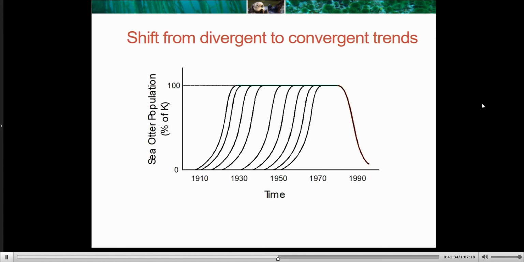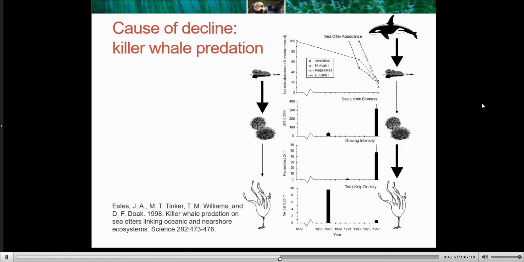So really what this represents, again, in a simplistic way, was a shift from very divergent patterns of recovery to a completely convergent and synchronous pattern of decline across this huge geographic region, which is very different from the patterns of decline I was just showing you in Southeast Alaska, which were happening at very small scales. So how does that fit into what I've just been telling you the rest of the talk, that sea otters vary in terms of demographic processes at very small spatial scales?